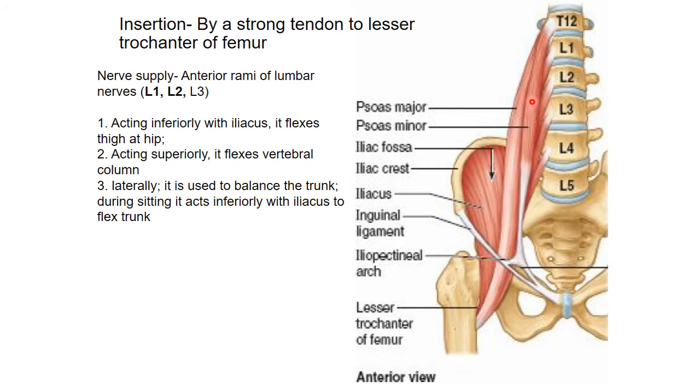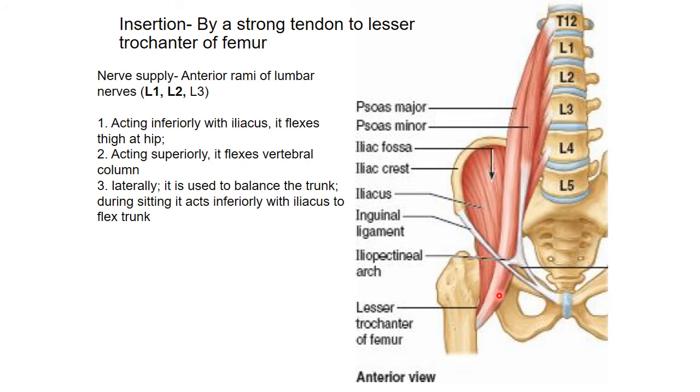This muscle descends along the pelvic brim, continues, see over here, descending along the pelvic brim. This is the pelvic brim, continues towards the lower limb behind the inguinal ligament. See, this is the inguinal ligament. It passes posterior to the inguinal ligament and lies anterior to the capsule of the hip joint. This will be the hip joint, so the muscle is anterior to it.